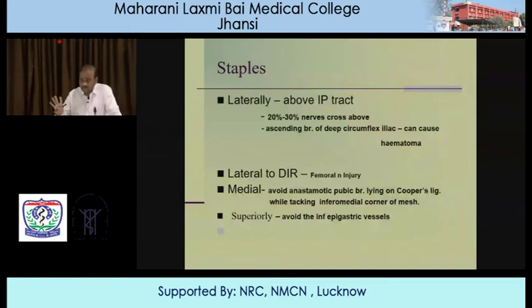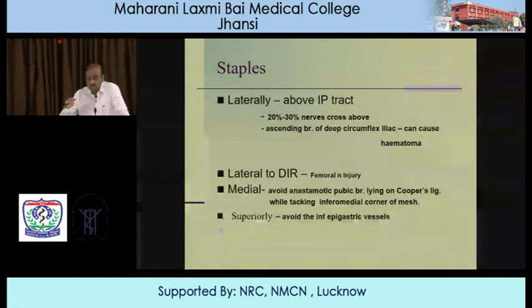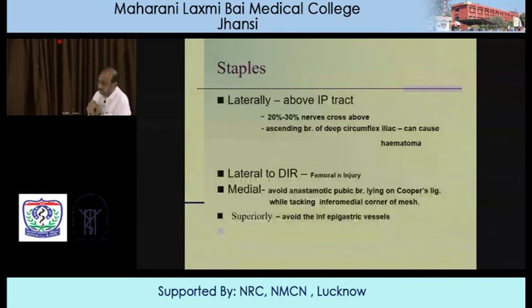But one thing we don't know, that they should be applied at least 3 to 4 centimeters above the iliopubic tract. Why? One simple reason. These nerves could be having 20-30% aberrant branches which are crossing above the iliopubic tract. If so, then the staples that you apply above the iliopubic tract can well be injuring one of those nerves. Again, neuralgia. So what has to be remembered is that the staple preferably should be applied 3 to 4 centimeters above the line of the iliopubic tract. Is that clear? So that is the best part.